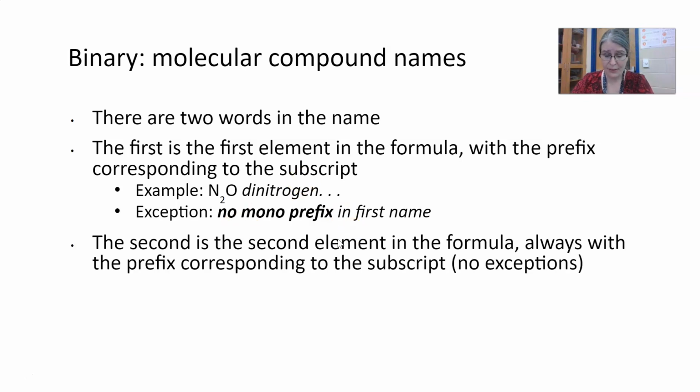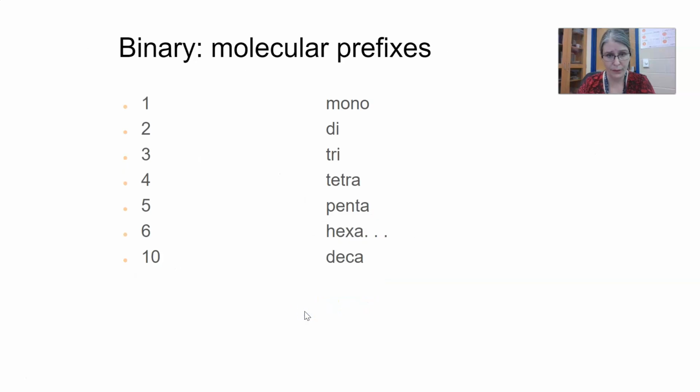The second element is the second word. The second element always has a prefix according to that subscript. And just like before, it ends in -ide. So N2O would be dinitrogen monoxide. Mono means one. So here are those prefixes. You do need to make sure you know them.